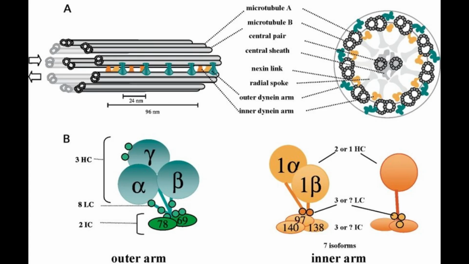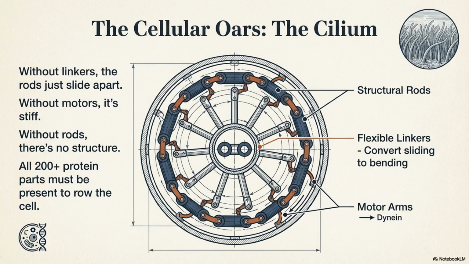Right. So you need a third component called nexin linkers. Think of them as ropes tying the rods together. Now, when the motor pushes, the rods can't slide apart because they are tied down. So instead of sliding, they bend. Oh, I see. And that bending is the actual rowing motion. Yes. So it's a strict 3-part requirement. Motors, rods, linkers. Remove any one of those, and the whole system fails. Behe argues you need all 3 present simultaneously for any movement to exist at all.